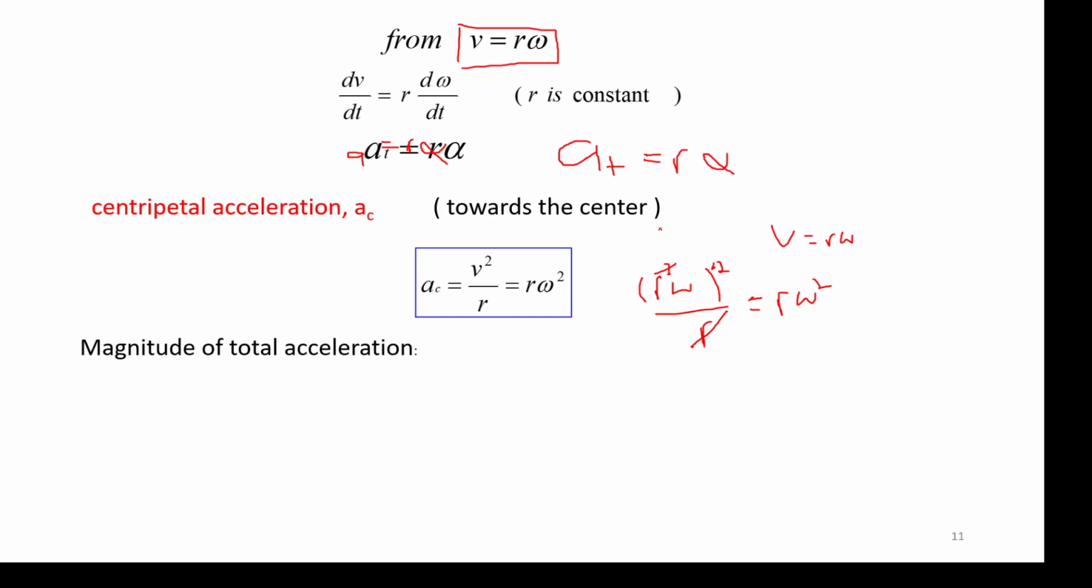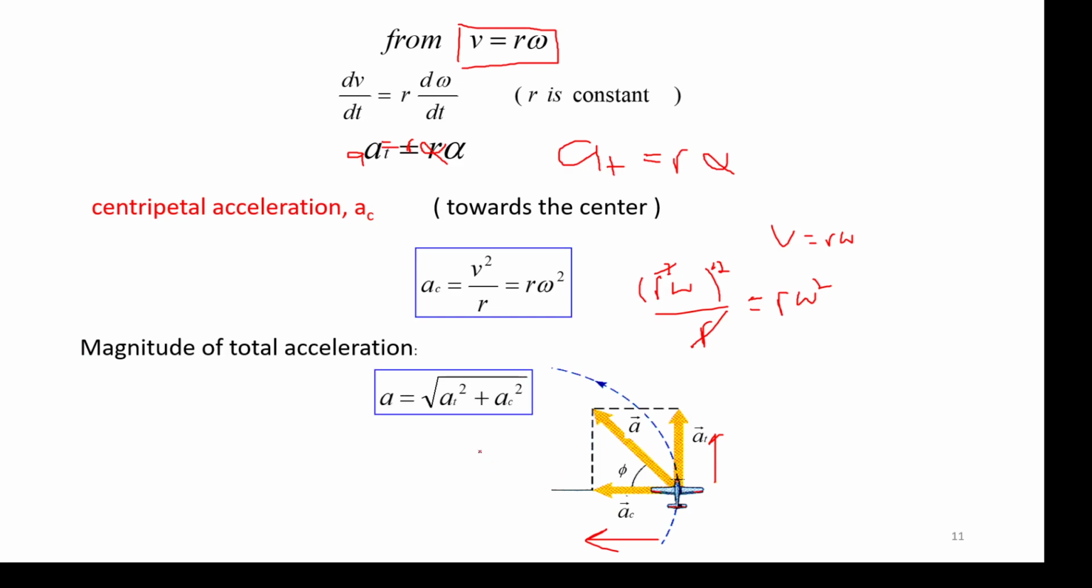Then how do you find the magnitude of total acceleration? Since we have two accelerations, one pointing upwards here and another pointing here, this is an example of a plane. How do you find the magnitude? It is the square root of the sum of the squares of the components of the acceleration, which we learned in chapter 1. Hope you can remember that. The vector here is a combination of this vector and this vector.